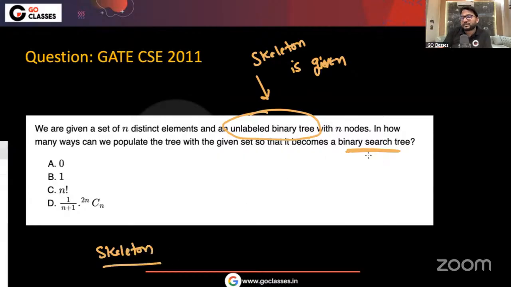And they are saying binary search tree, which means the in-order is sorted. So basically one of the orders is also given, because you can anyway sort these elements and then find out the in-order. So the skeleton is given, and one of the orders is given. Can you find out uniquely, or will there be more than one tree?